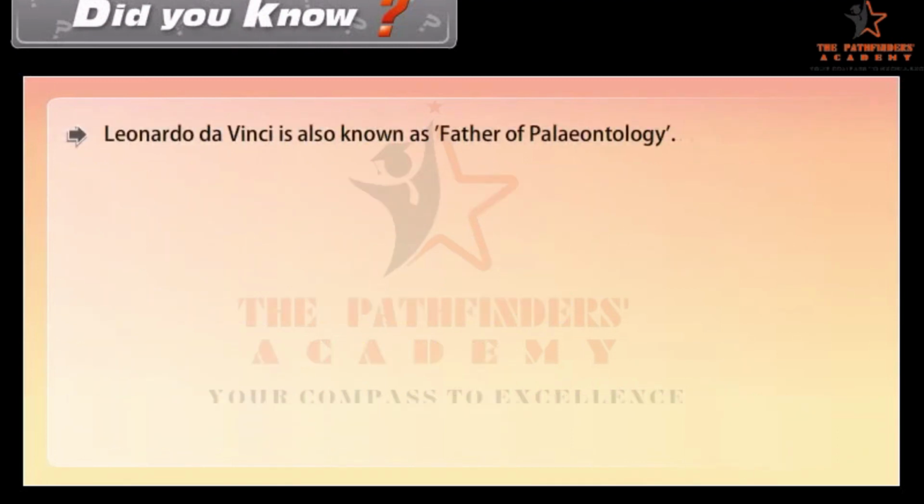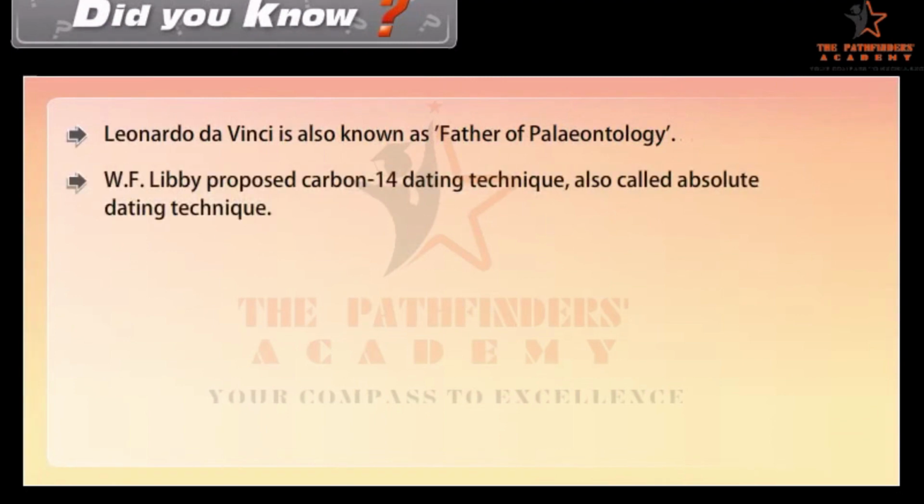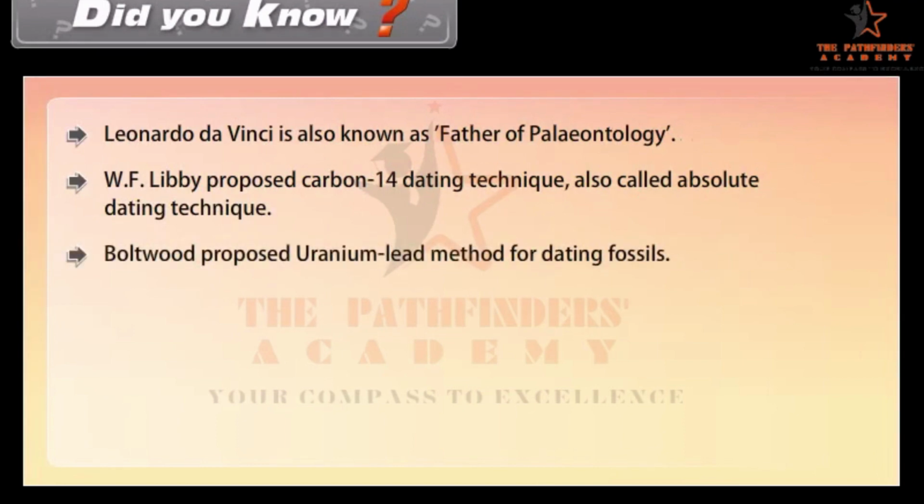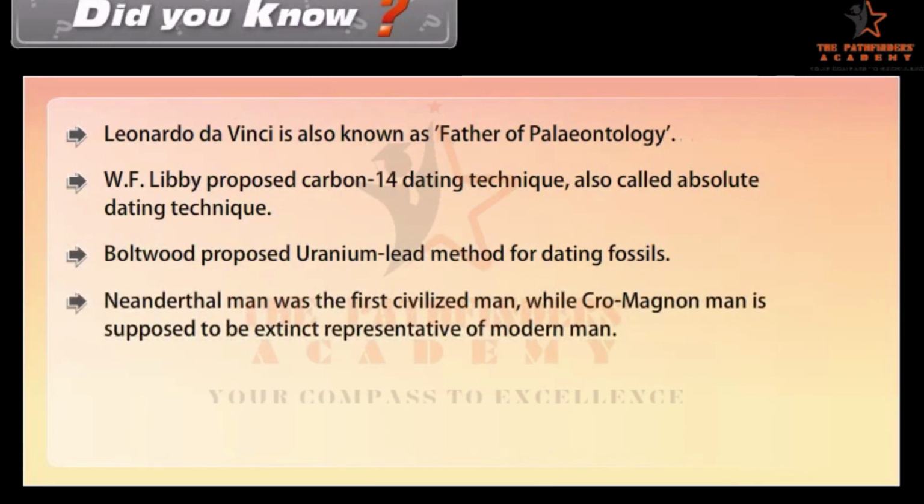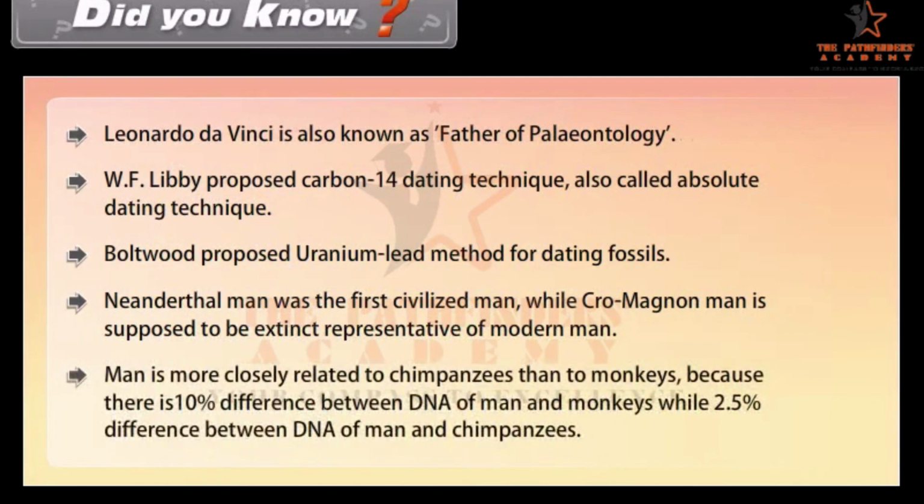Leonardo da Vinci is also known as the father of paleontology. W. F. Libby proposed the carbon-14 dating technique, also called the absolute dating technique. Boltwood proposed the uranium-lead method for dating fossils. Neanderthal man was the first civilized man, while Cro-Magnon man is supposed to be an extinct representative of modern man. Man is more closely related to chimpanzees than to monkeys because there is a 10% difference between DNA of man and monkeys, while a 2.5% difference between DNA of man and chimpanzees.